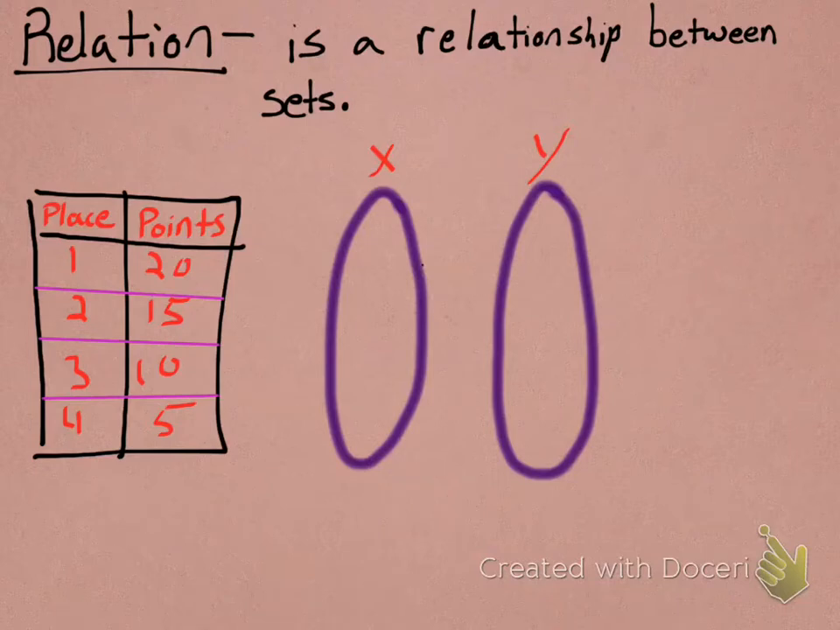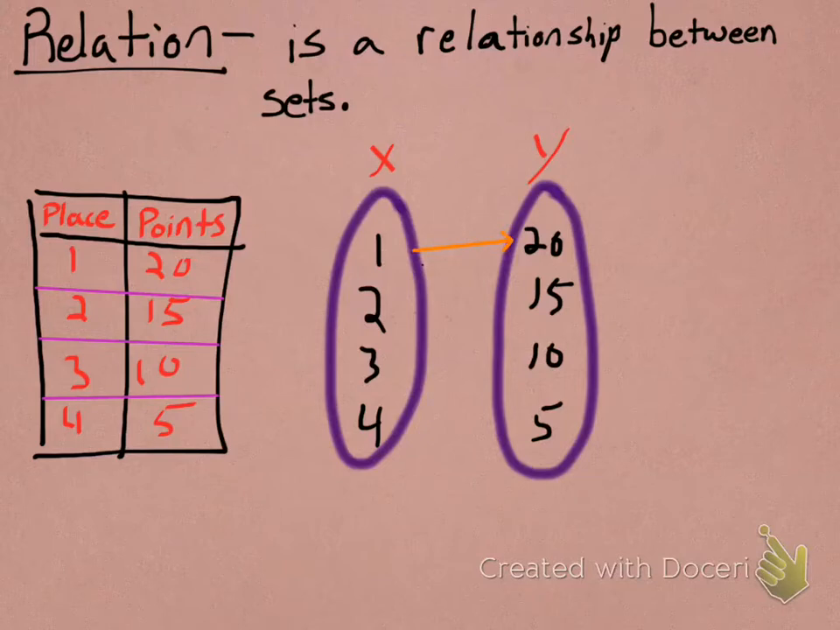On a mapping, you would do the same thing. 1, 2, 3, 4, 20, 15, 10, and 5. And you would draw arrows. 1 represents 20. Second represents 15 points, third represents 10 points, and 4 represents 5 points. And that's how you would show these two relations with a table and mapping.